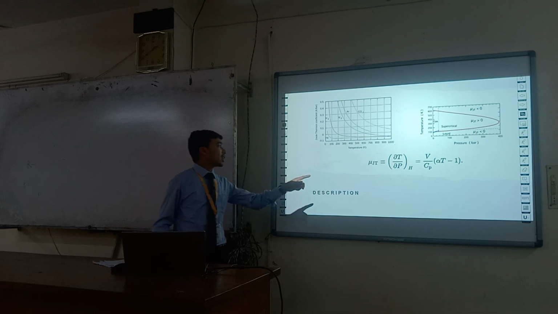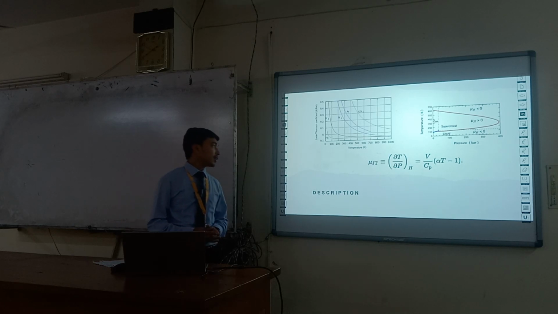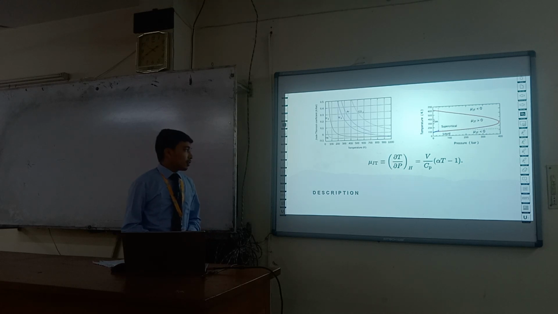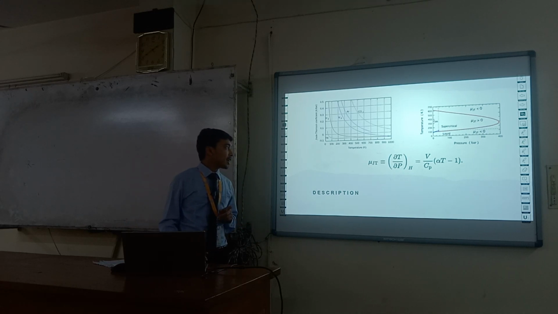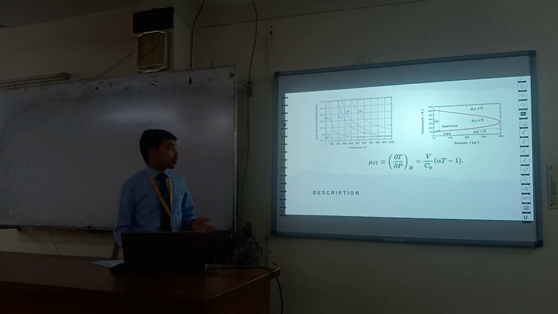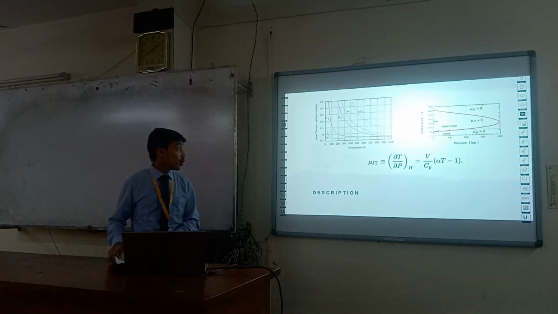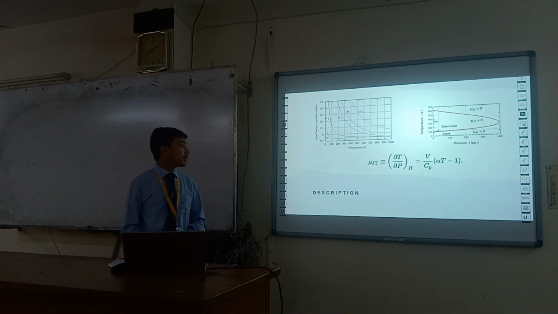And this is the derivative form of Joule-Thomson effect. Here, mu JT is the Joule-Thomson effect coefficient, delta T is the change of temperature, delta P is the change of pressure with respect to enthalpy. V is the volume of the gas. Cp is the heat capacity at constant pressure. Alpha is the coefficient of thermal expansion, T is the temperature. So, mu JT is equal to V by Cp into (alpha T minus 1).